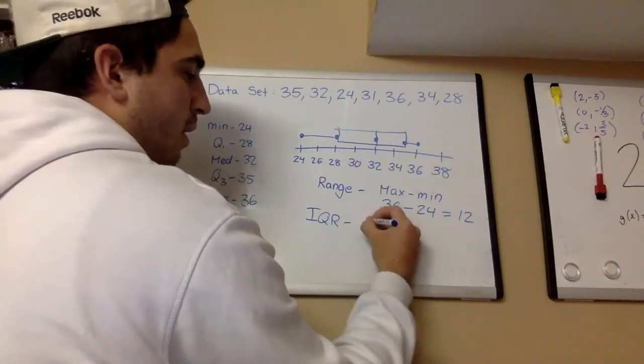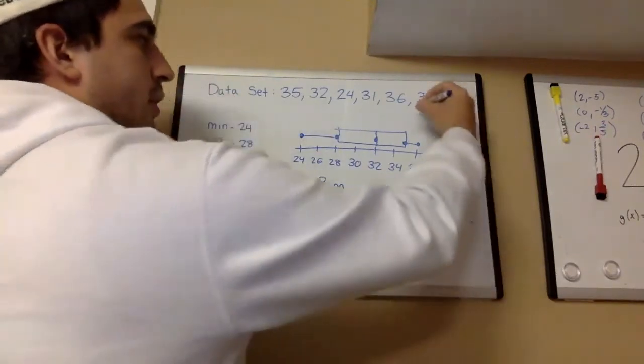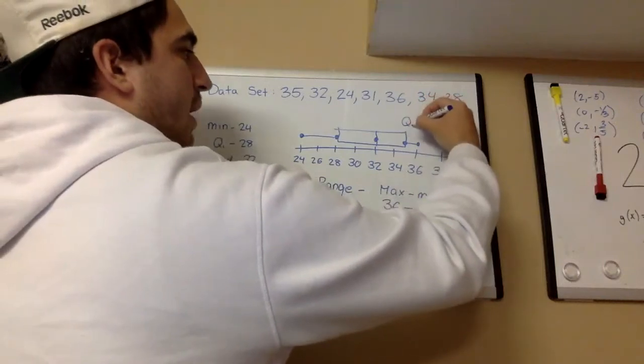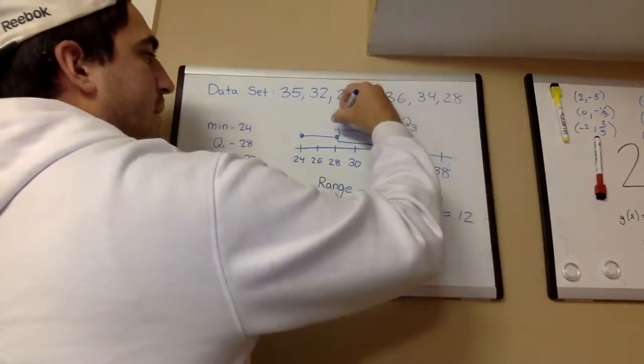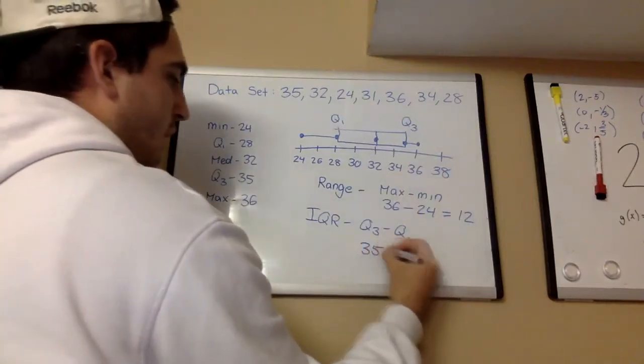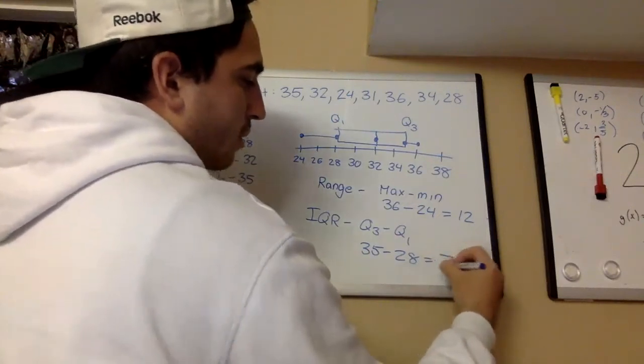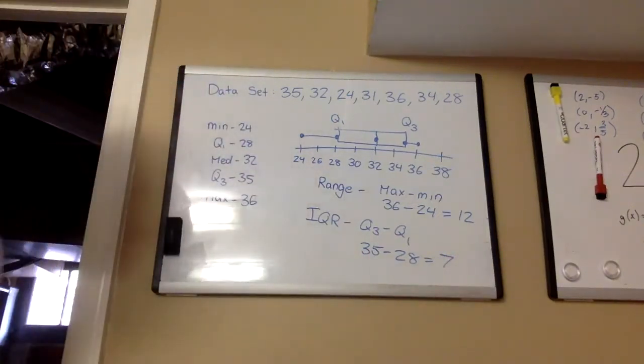They might also ask you for your IQR. Your IQR is Q3 minus Q1. So your Q3 is the end of the box. Your Q1 is the beginning of the box. So Q3 was 35. Q1 was 28. So that means your IQR is going to be 7.